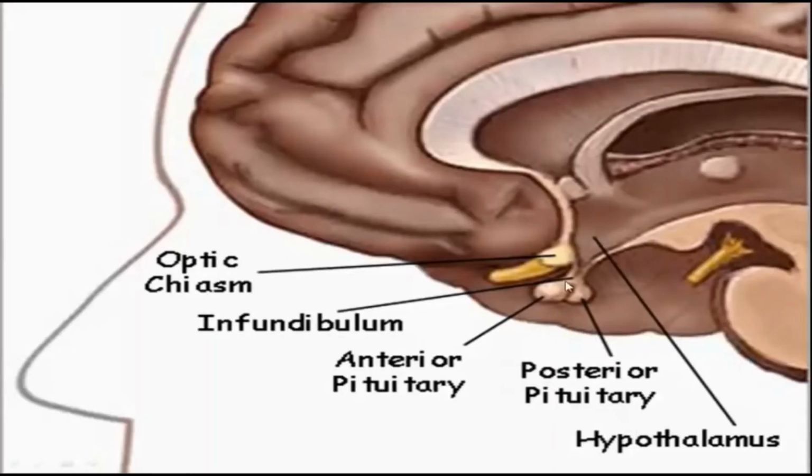The pituitary gland is located at the base of the midbrain, attached to the hypothalamus by a pituitary stalk. That stalk is known as the infundibulum. It has 2 lobes, the anterior lobe and the posterior lobe. The anterior lobe is known as adenohypophysis and the posterior lobe is known as neurohypophysis.